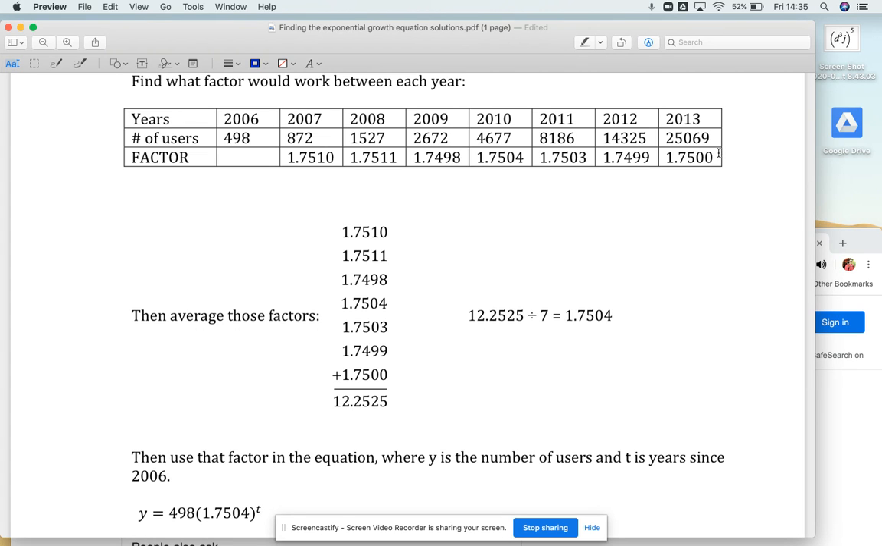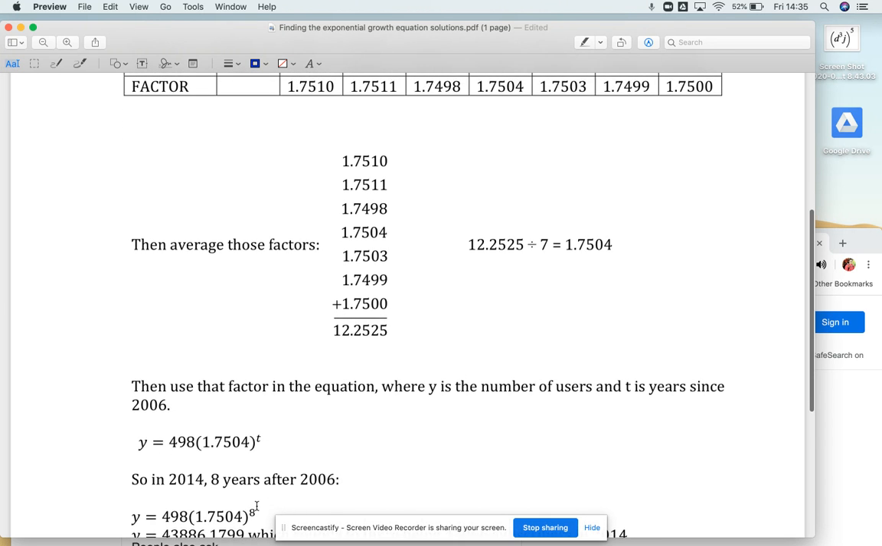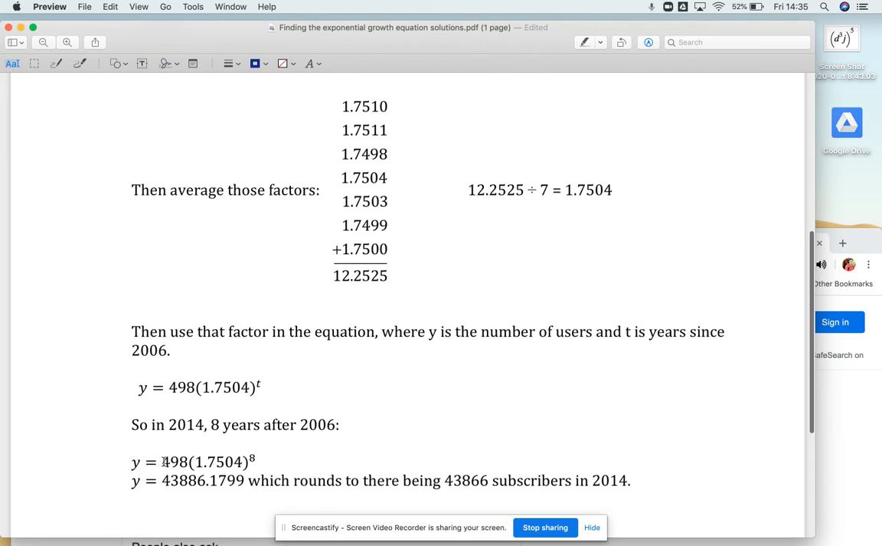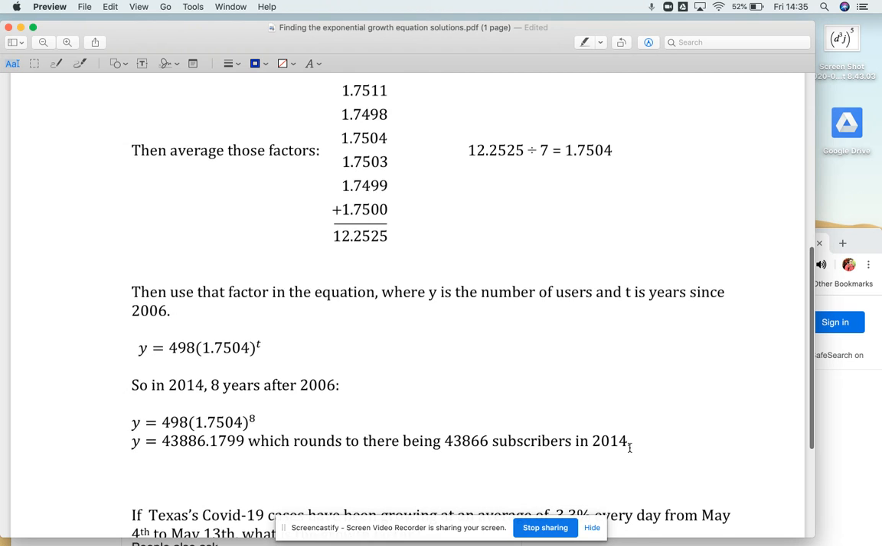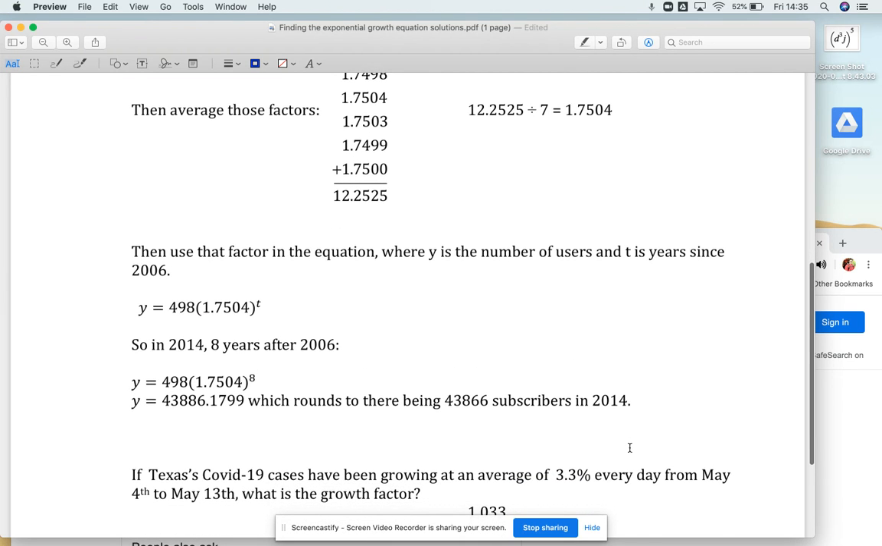And in this particular case, how many years did it take me to get from 2006 to 2014? Well, that's 8 years. So I need to put an 8 in for the exponent there. So here we go. Here's my equation. Here's the answer that I get when I throw that on my calculator. So that means in 2014, I would expect to have approximately 43,866 subscribers.